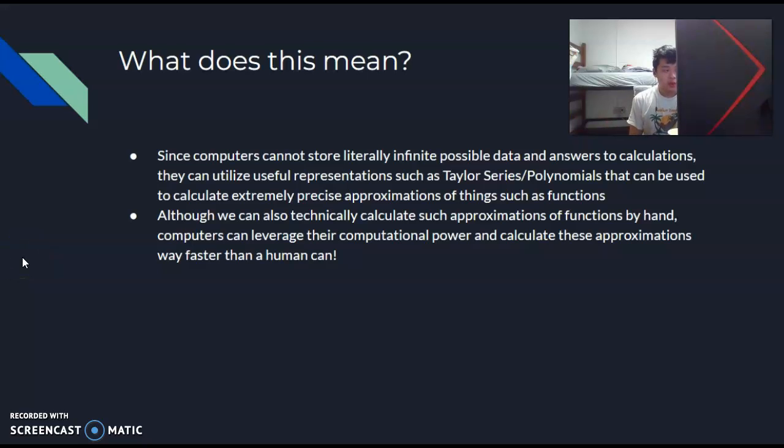Since computers cannot store literally infinite possible data and answers to calculations, they can utilize useful representations such as Taylor series or polynomials that can be used to calculate extremely precise approximations of things such as functions. Although we can also technically calculate such approximations of functions by hand, computers can leverage their computational power and calculate these approximations way faster than a human can.